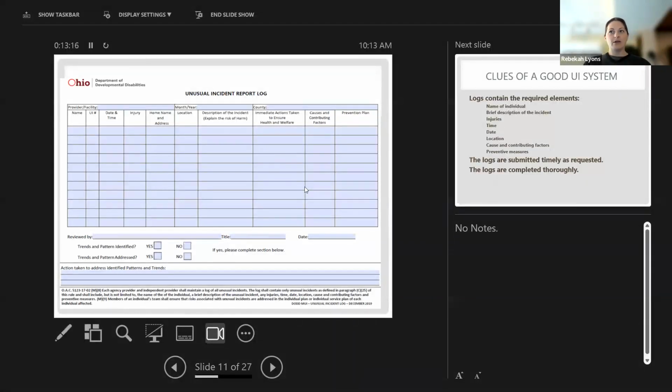Again, this is per type of facility. So if you have all of your waiver homes, you're going to have a lot of different names here. Let's say you serve 40 people. You could have up to 40 names here, however many you serve. We're not looking for one sheet per person.